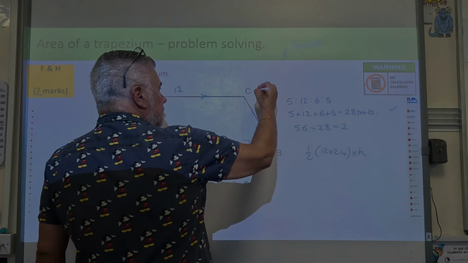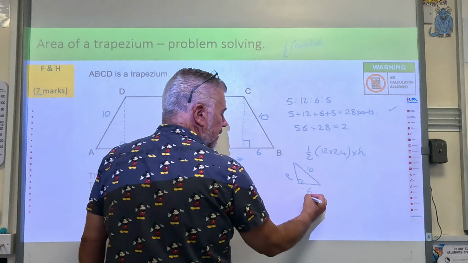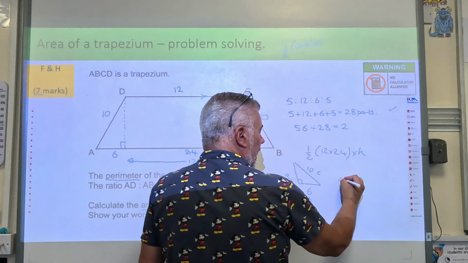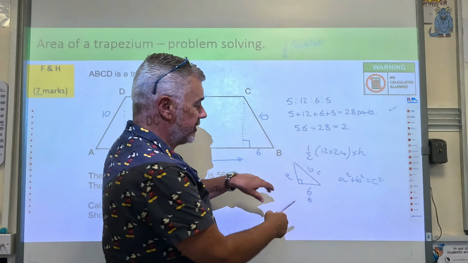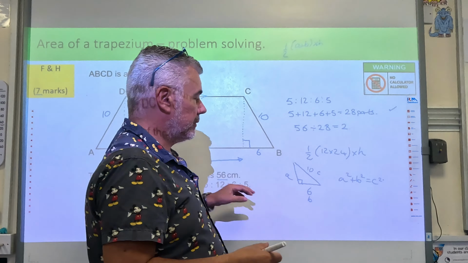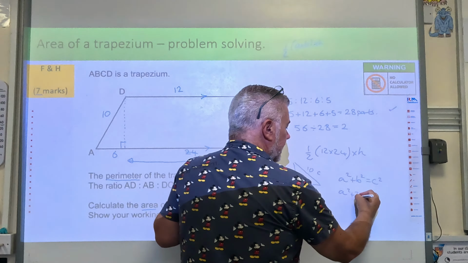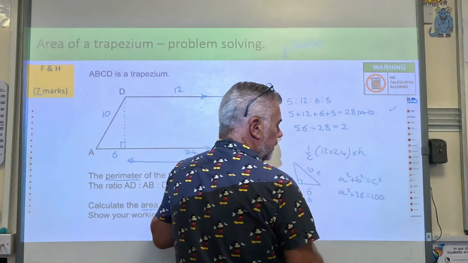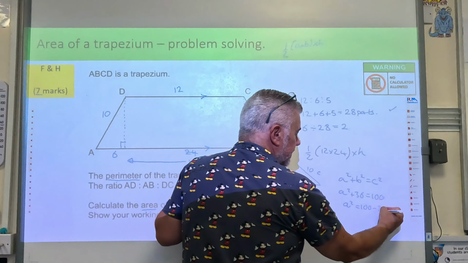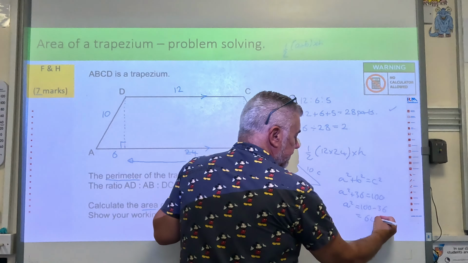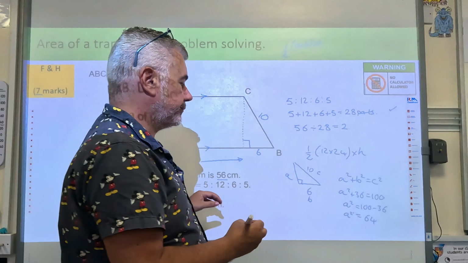So I've got a right angle triangle, need to work out the height. Going to use Pythagoras, I'll call this A, call this B, call this C. A squared plus B squared equals C squared. Doesn't matter what letters you use as long as you say this one squared and that one squared sum to that one squared. A squared plus 36 equals 100. I've just squared them as soon as I put them in. A squared equals 100, subtract 36, which equals 64. Remember, that's my A squared.